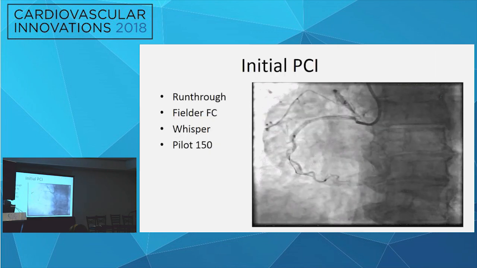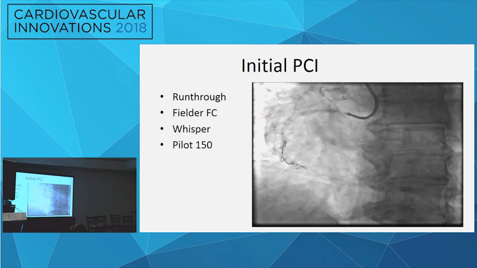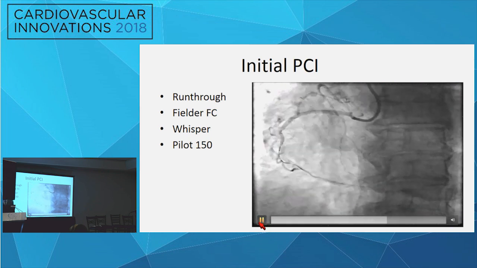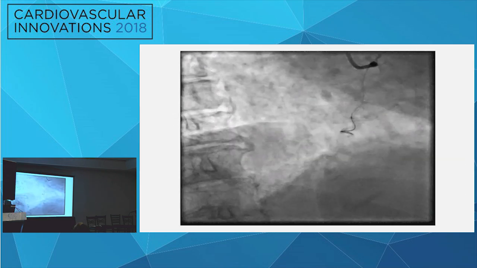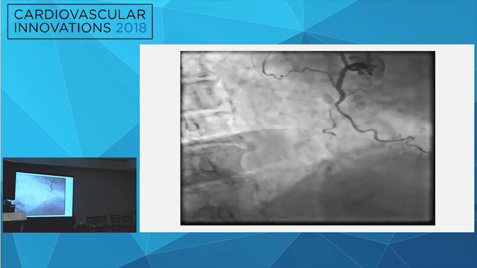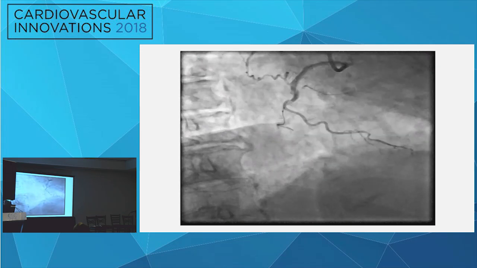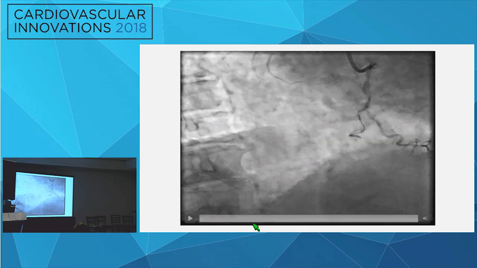The initial PCI was attempted at that time from the right radial approach. Different wires were tried: a Fielder FC, a Whisper wire, and then a Pilot 150 supported with a microcatheter. But essentially the wires tended to go subintimal, and because of that we ended up with a dissection and acute vessel closure at this point, as you can see quite clearly here.